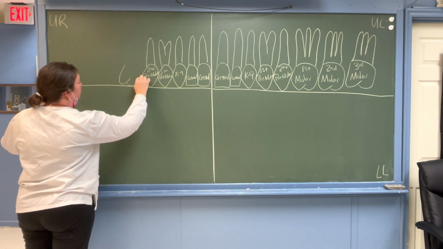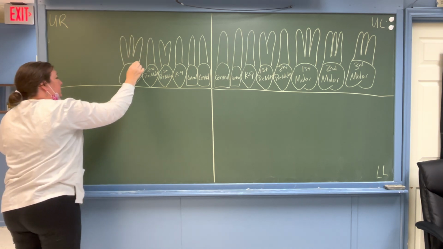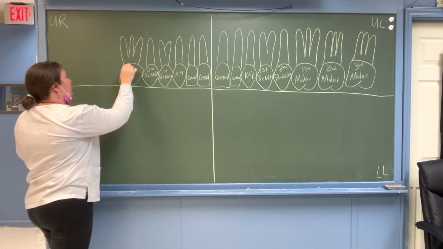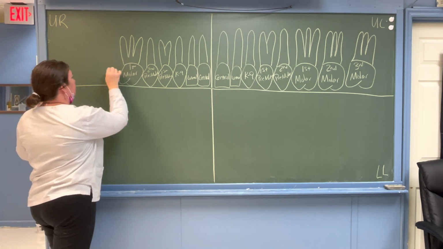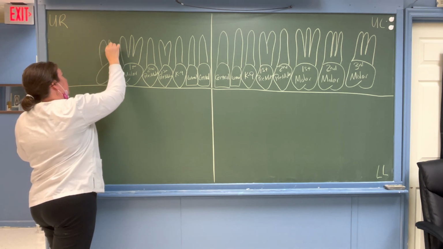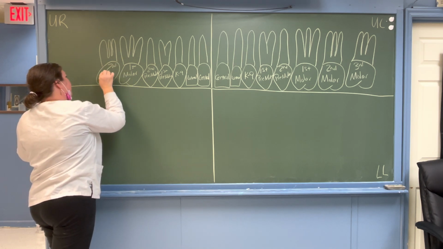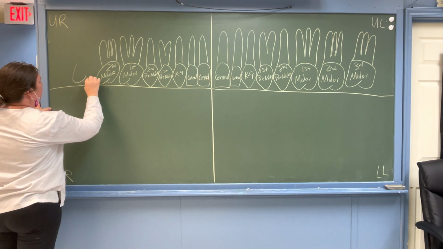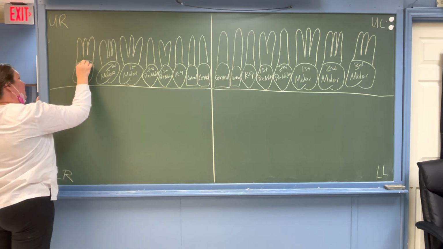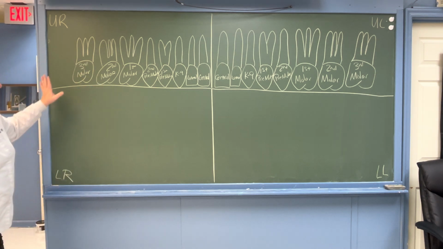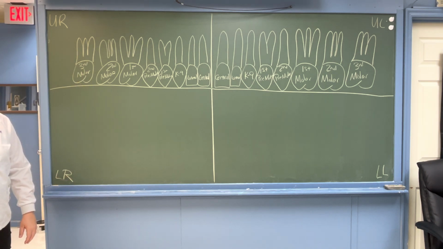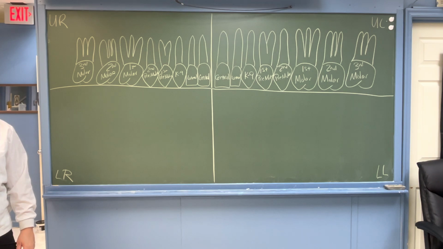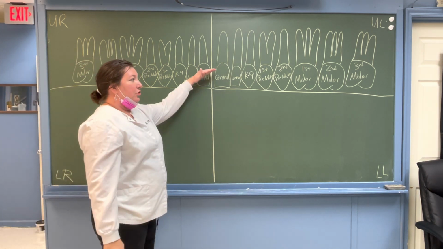And first molar. Second molar. Is that it? And third molar. You need to draw a third molar. All right. So how many teeth do I have drawn over here? 8. Oh. How many teeth all together on the upper? 16. All right. Now let's go to the lower.